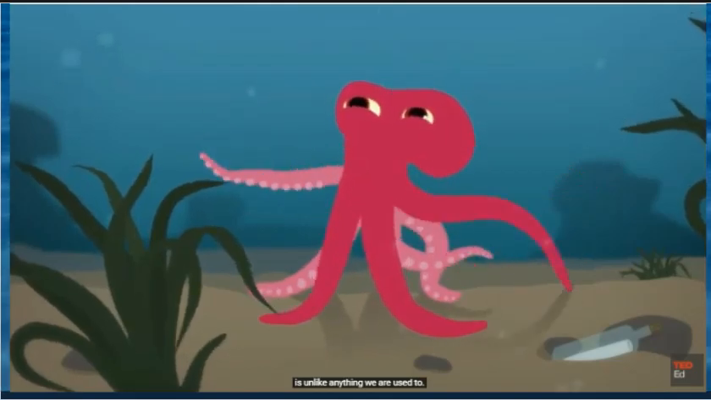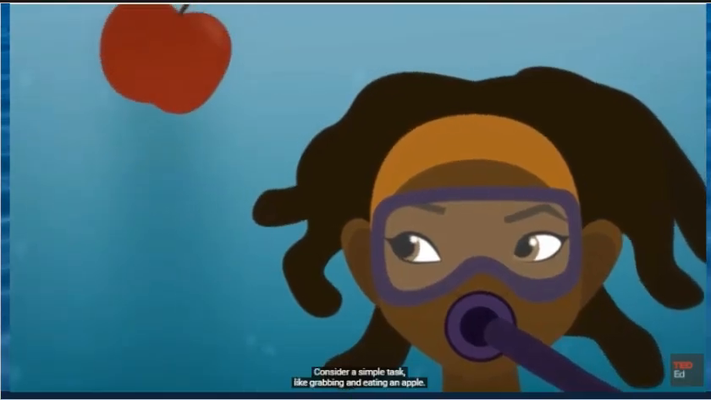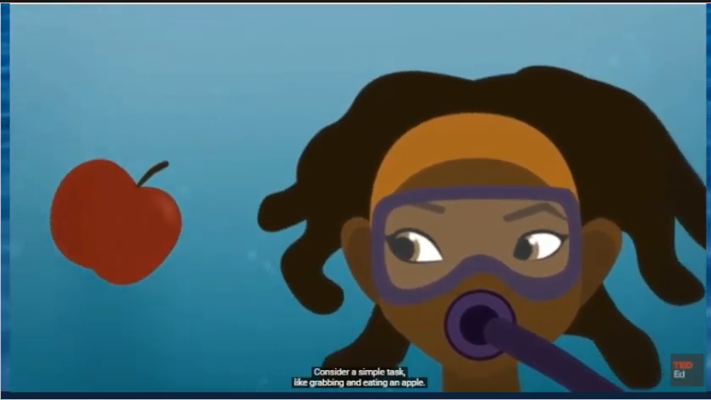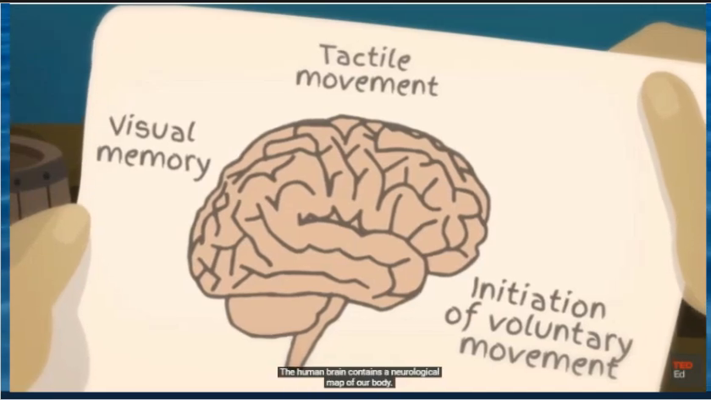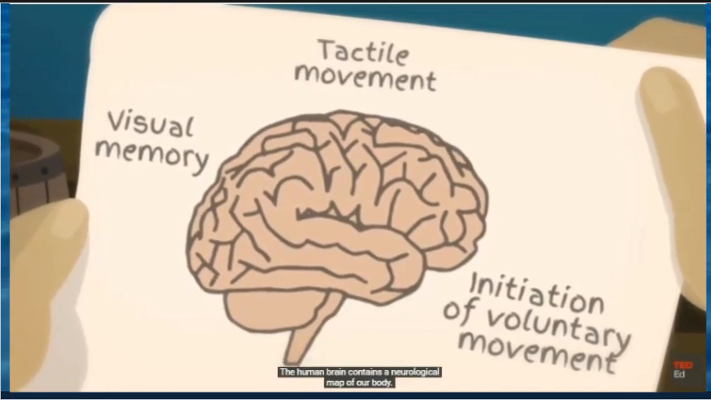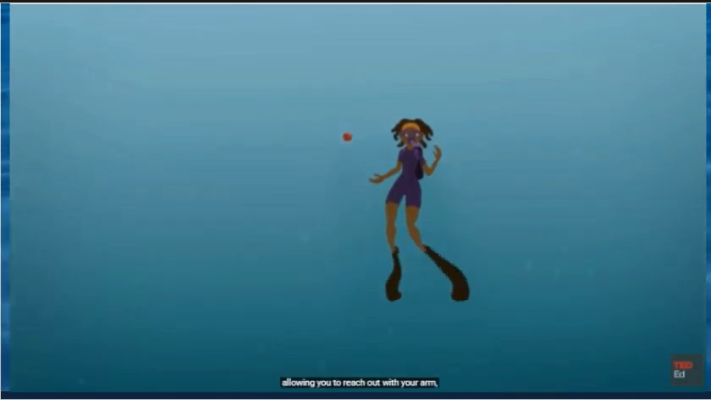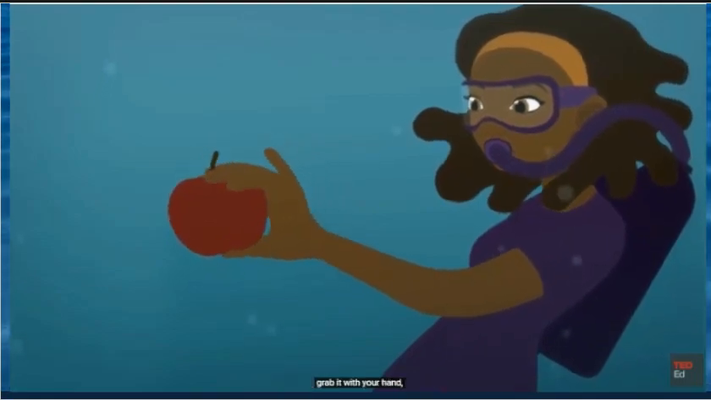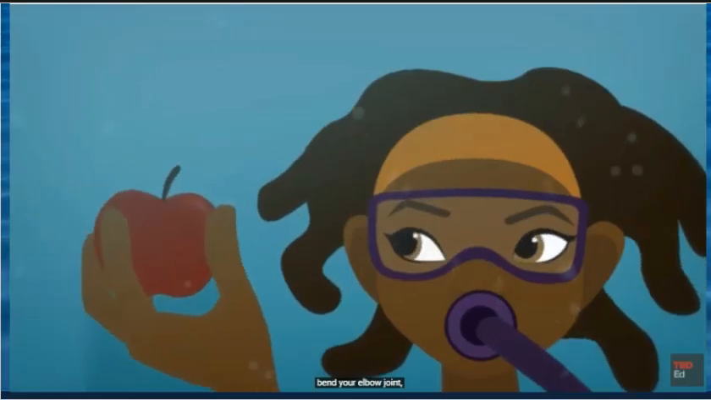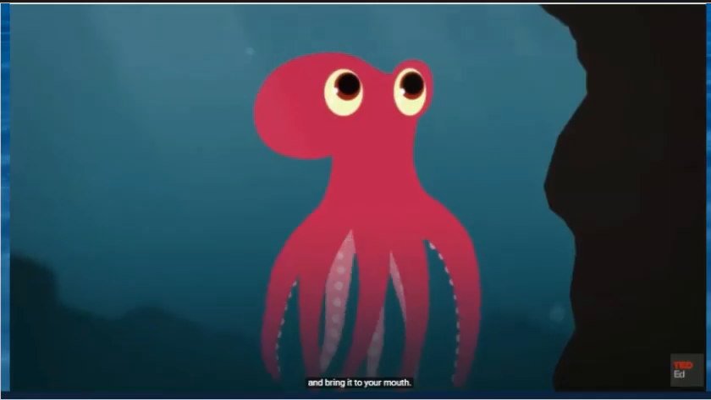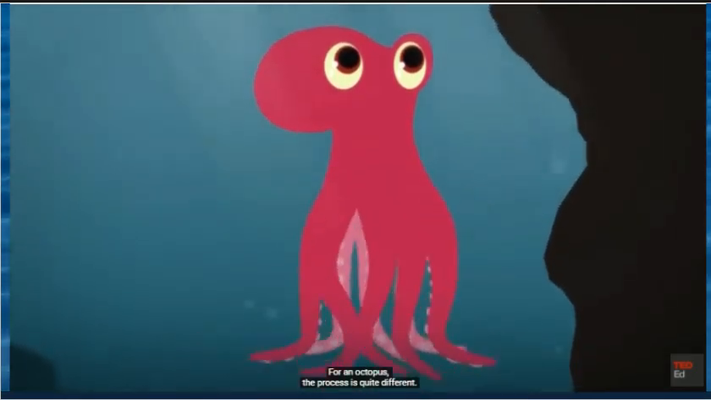Consider a simple task, like grabbing and eating an apple. The human brain contains a neurological map of our body. When you see the apple, your brain's motor center activates the appropriate muscles, allowing you to reach out with your arm, grab it with your hand, bend your elbow joint, and bring it to your mouth. For an octopus, the process is quite different.